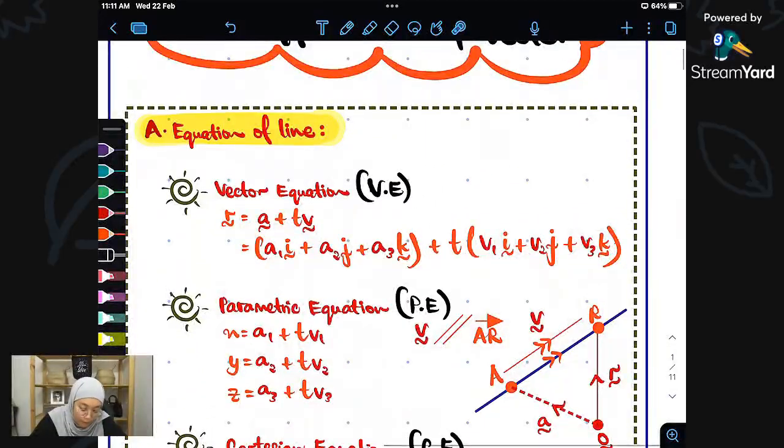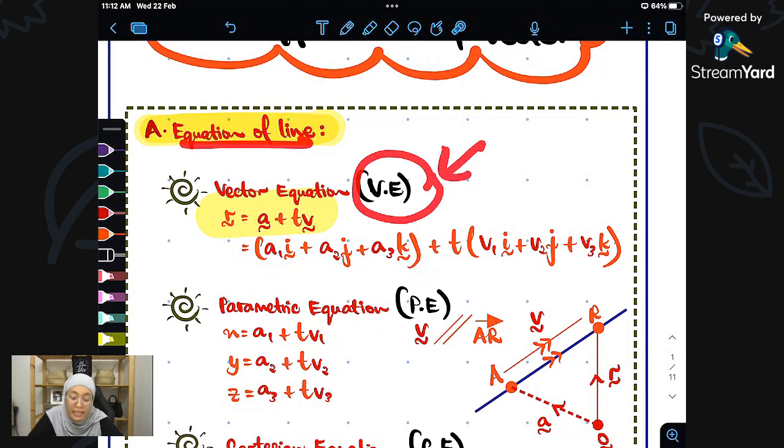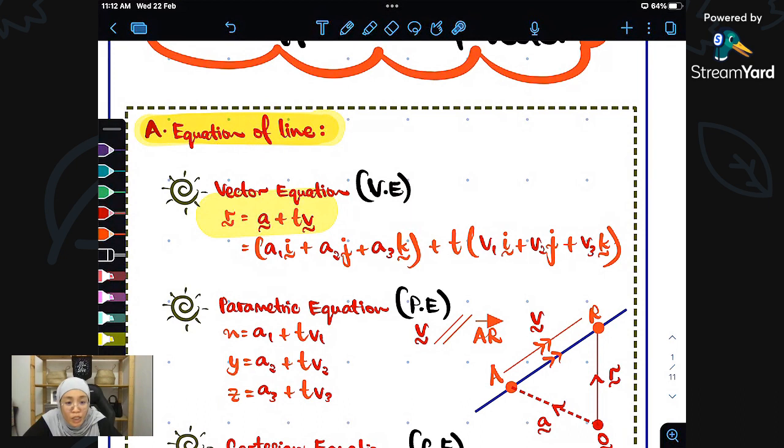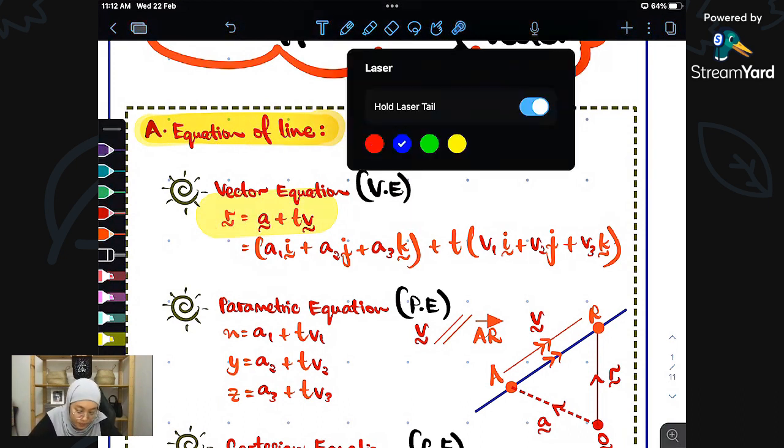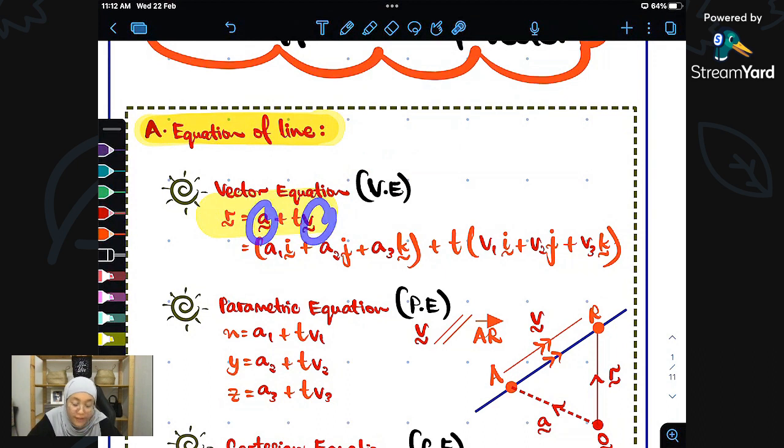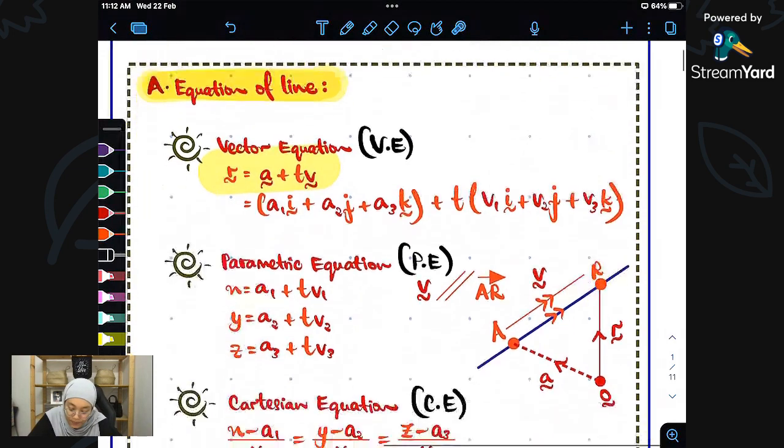So this is the formula of the vector equation of line. Okay, kita akan sentiasa mula dengan VE. Setiap kali kita nak mencari the equation of line, it's always start with the VE dahululah. So let's learn what is this VE about. Okay, the equation of line here we have R vector, and then we have A vector. We have also V vector. Basically, we have 3 important vectors here, huruf R, huruf A, dan huruf V. What are they? So let's have a look at this diagram.